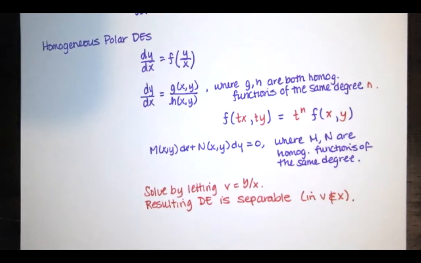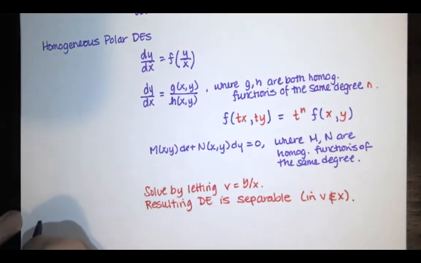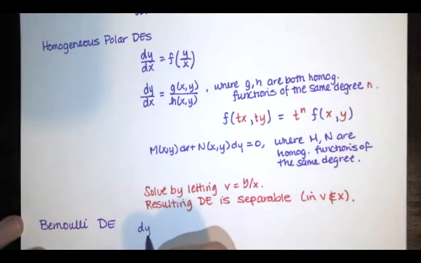So the substitution reduces the homogeneous polar equation into a separable equation. You solve that and you back substitute. Bernoulli is similar in that it can be solved by a substitution. The Bernoulli differential equation looks a lot like a first order linear equation.